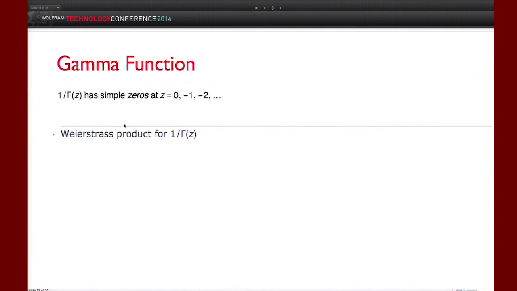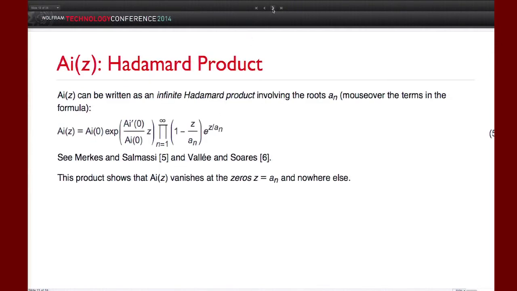So just as a very simple example, take the Weierstrass product for 1 over the gamma function. The roots of 1 over the gamma function are the negative integers and 0. And if you check this, you just get that it's exactly of that form that we have there. So the gamma function is a nice simple example of that.